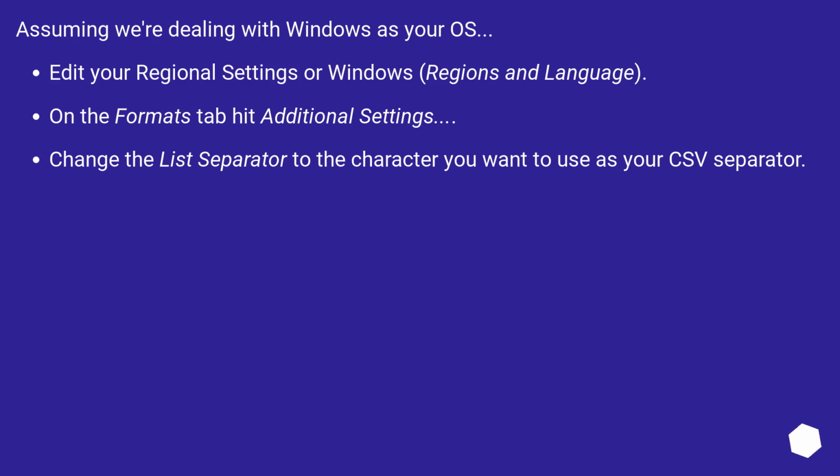Assuming we're dealing with Windows as your OS. Edit your regional settings, or Windows, Region and Language. On the Formats tab, hit Additional Settings. Change the list separator to the character you want to use as your CSV separator.